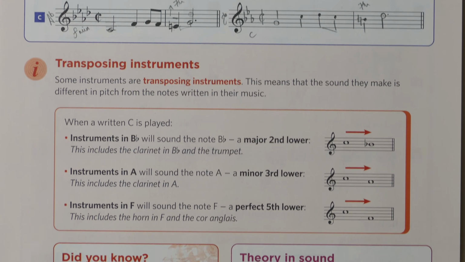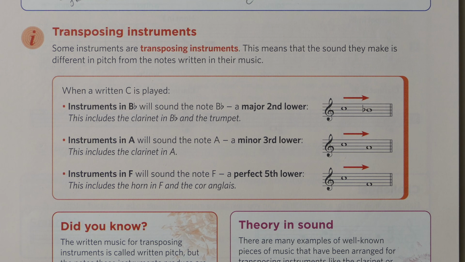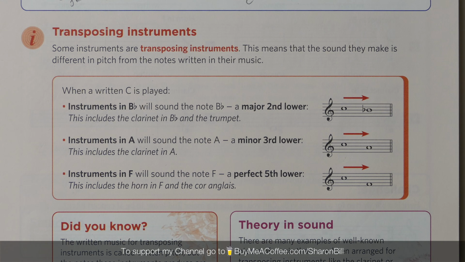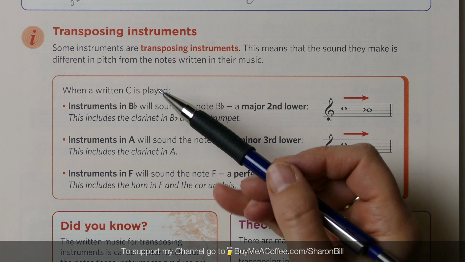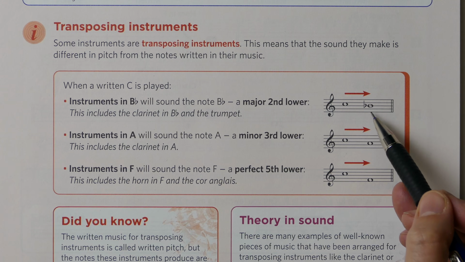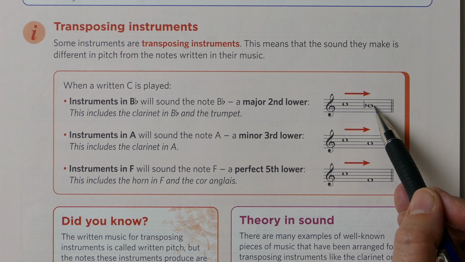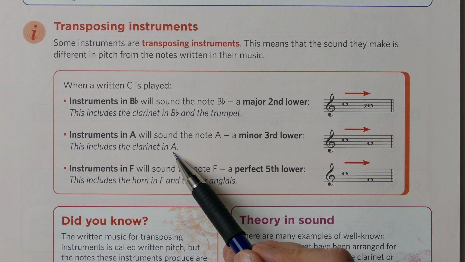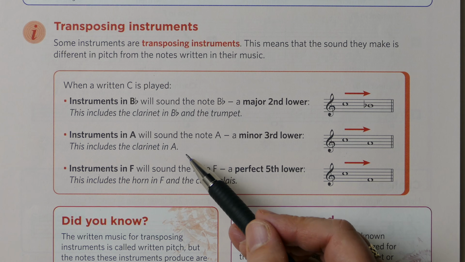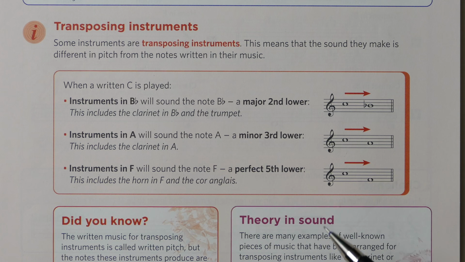And we have some information here, just starting to introduce the transposing instruments, because that's why we need to do all of this transposition, so that we all sound in the correct pitch. Because if you play the clarinet in B flat or the trumpet, when you play a note C, what actually sounds is a B flat on the piano, for example, or the flute, anything that's tuned to C. We also have a clarinet in A, and so when the clarinet plays a C, it sounds a minor third lower, it sounds the note A.